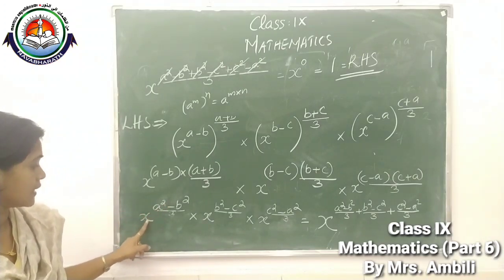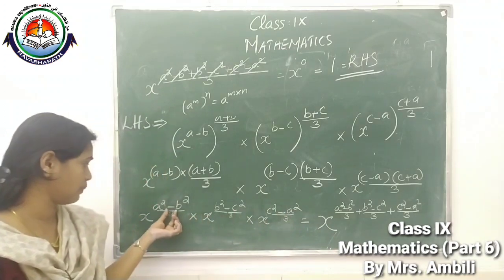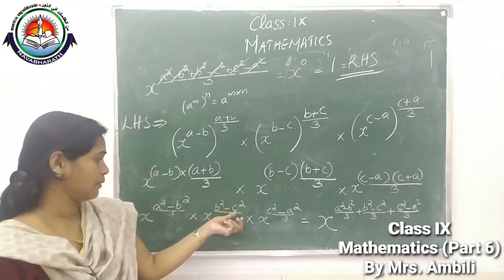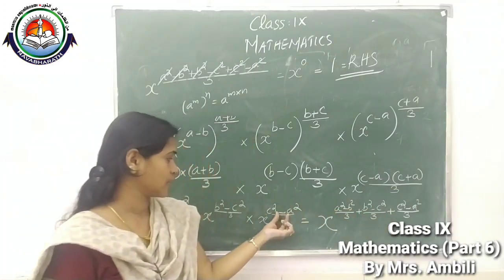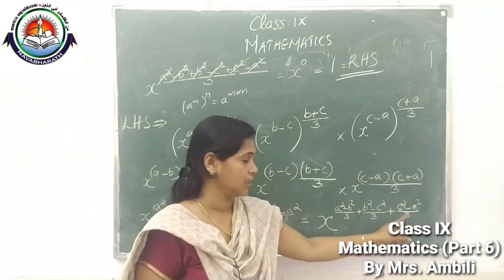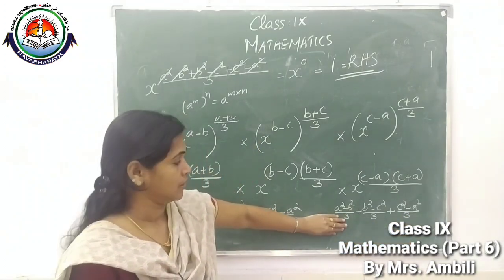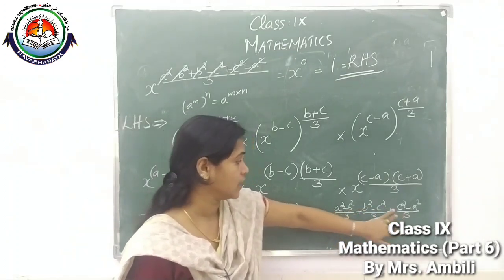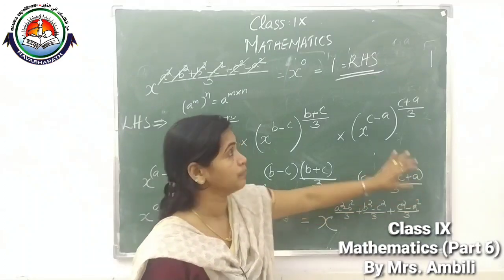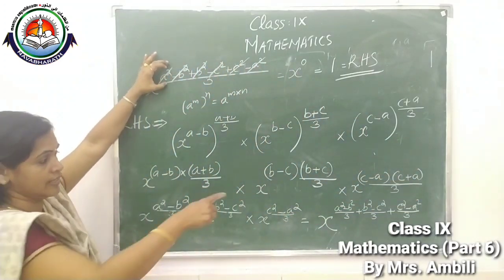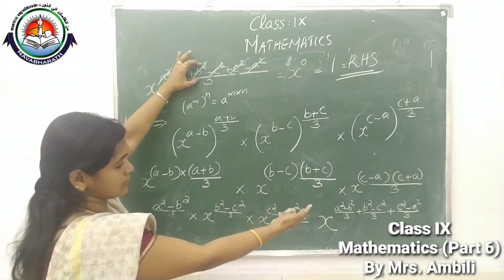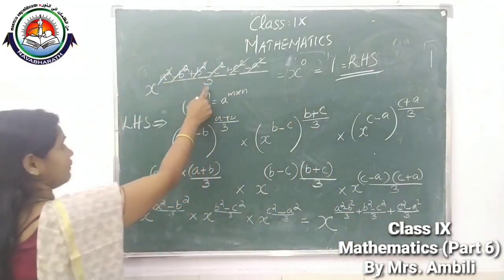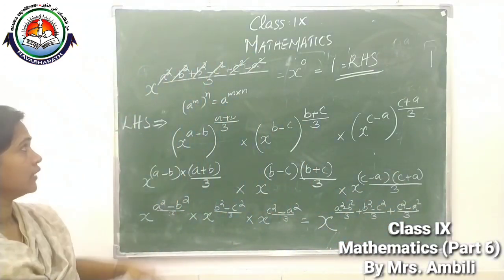What we did? X raised to, then the exponent, that is a square minus b square by 3 plus b square minus c square by 3 plus c square minus a square by 3. Clear? Then look here. Denominator 3. So when we are adding, 3 is the common denominator. So just add the numerator only. So here I just added the numerator. A square minus b square plus b square minus c square plus c square minus a square all divided by 3. Okay.